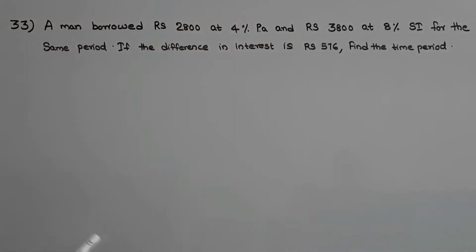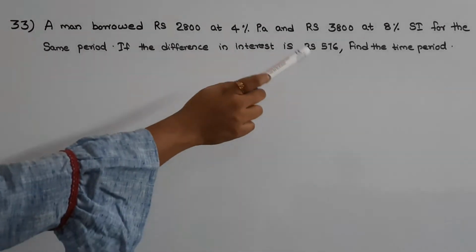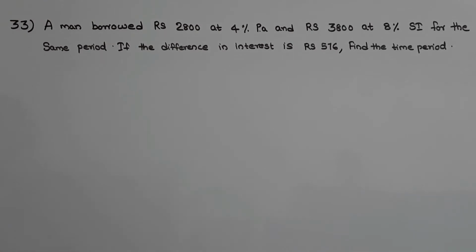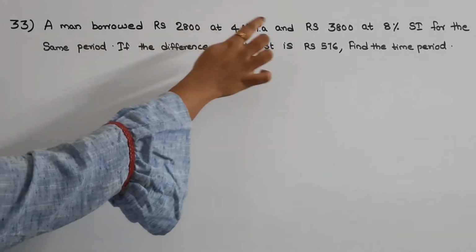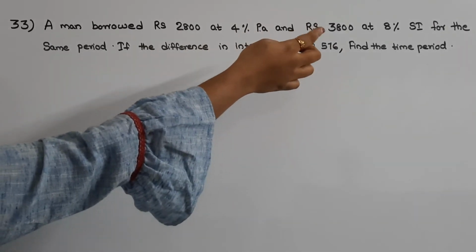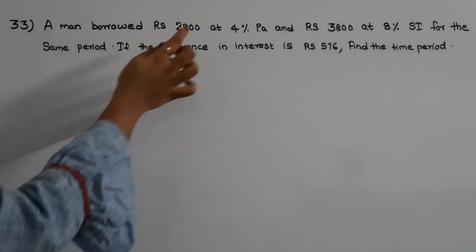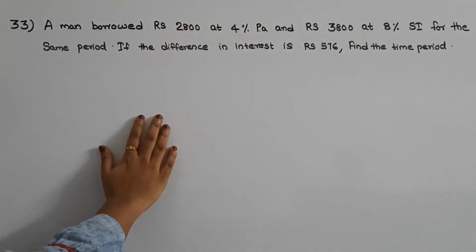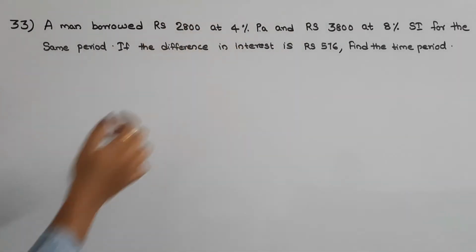interest for the same period. If the difference in interest is rupees 576, find the time period. Now, in this question, a man borrowed a particular amount of money at 4% and another principal value at 8%. And we need to find out the time period. The time period is same in both the cases. They have also given us the difference between the interest in both the cases.